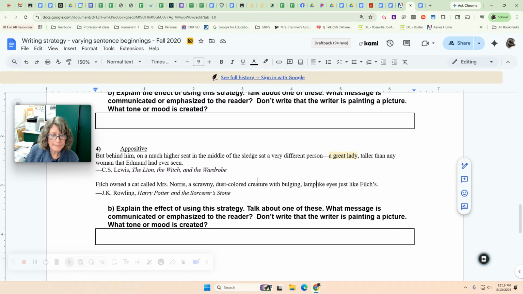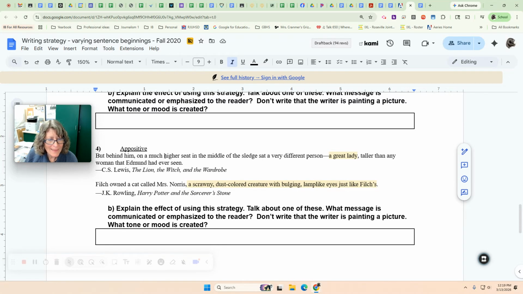Now, in the next part, when it says Filch owned a cat called Mrs. Norris, that is the name of the cat. And then after that, this whole phrase describes the cat. A scrawny, dust-colored creature with bulging lamp-like eyes, just like Filch's, right? So there's our appositive. Now, when you go to answer this question, you're going to explain the effects.